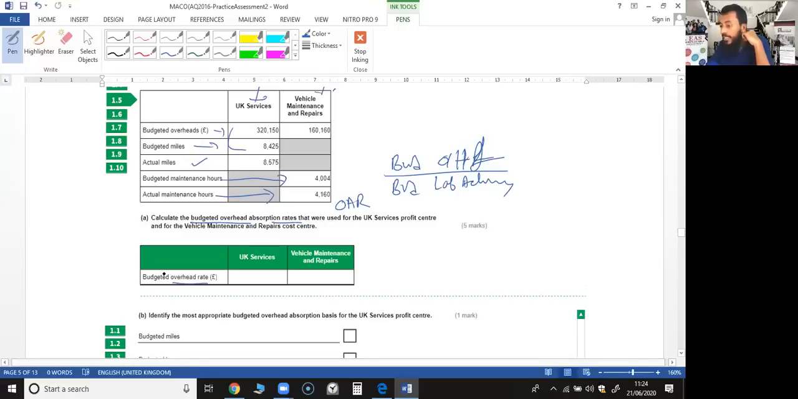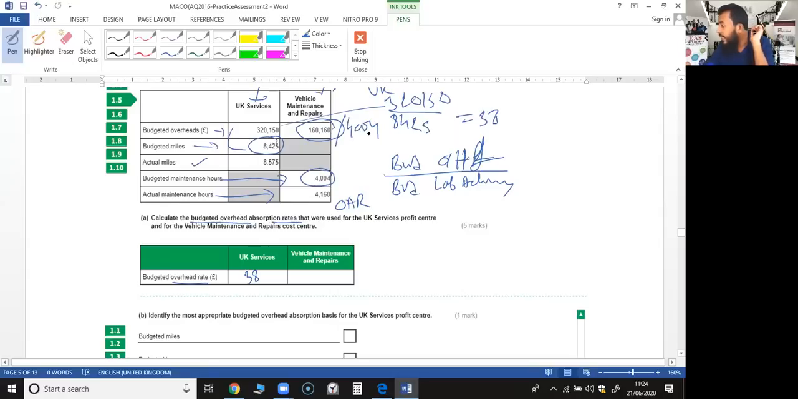Excellent, Nadia. Thank you. I'm taking your answer. Budgeted overhead here is 320150 for UK, divided by budgeted miles, 8425, that is 38. 38 for UK. Budgeted money divided by budget. And for vehicle maintenance, budgeted money is 160,000, divided by budgeted hours, 4004, that is 40.